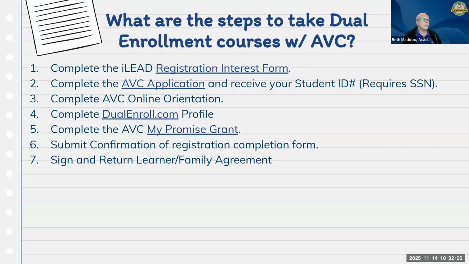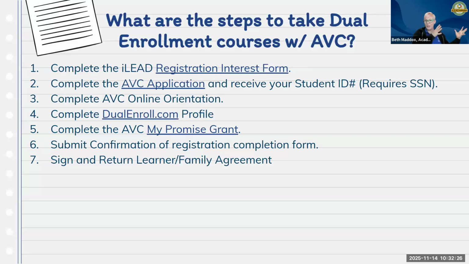That would be completing your AVC application and receiving your student ID. You have to do their online orientation. There's a dualenroll.com profile that you have to set up. You have to complete the AVC My Promise grant. You're going to submit a confirmation form that says, I've done all these things. That comes through to us, and then you're going to be placed in that class.